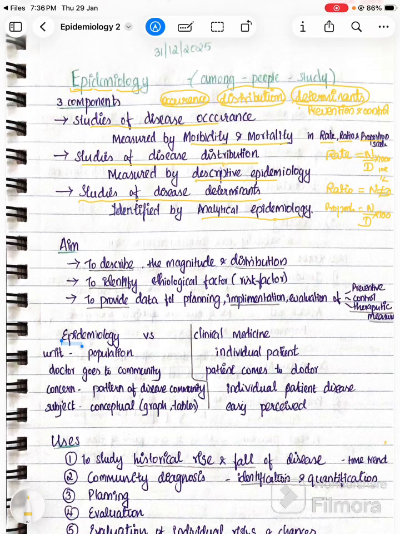The aims of epidemiology are, first, to describe the magnitude and distribution of the disease; second, to identify the etiological factors, also called risk factors; and third, to provide data for planning, implementation and evaluation of preventive, control and therapeutic measures.